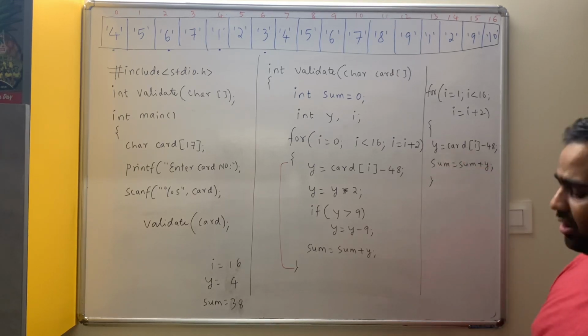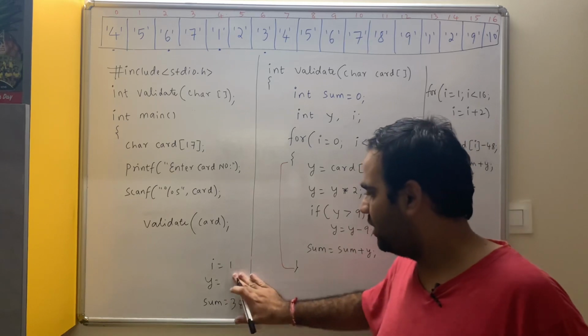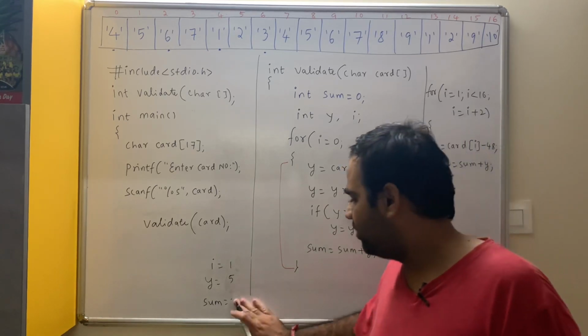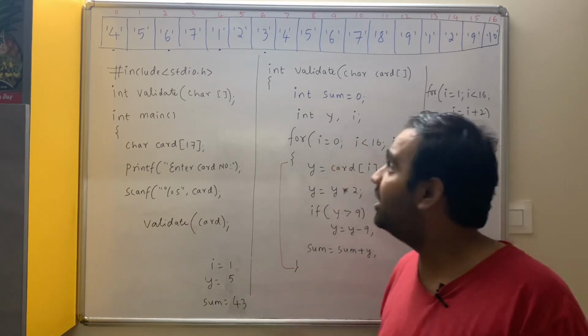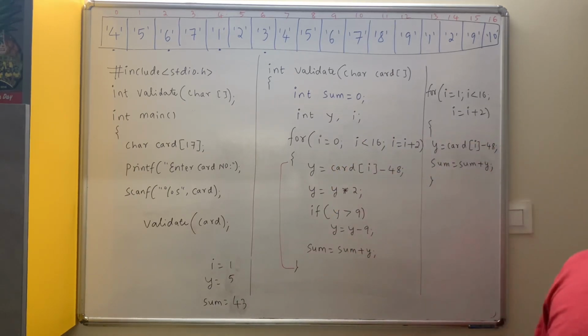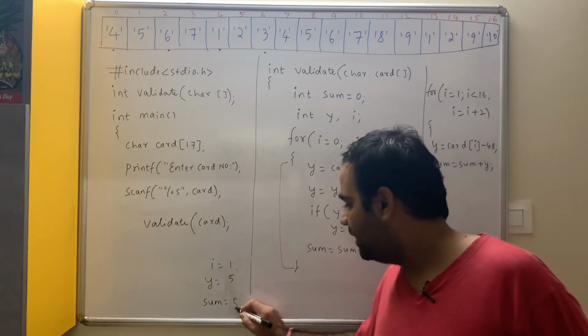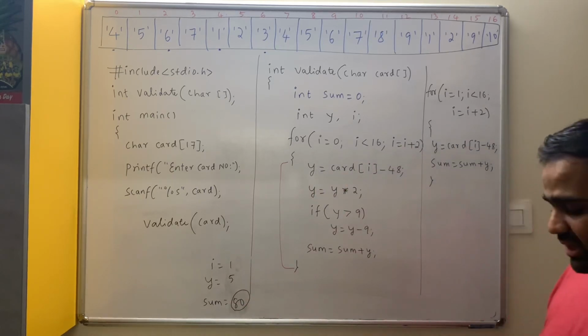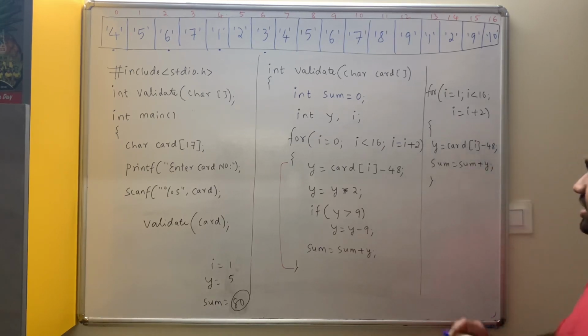Now card of 1, the value of I starts from 1. Card of 1 is 5. 5 minus 48 is 5. 38 plus 5 is 43. Now you trace it. The value of sum at the end will be 80. Now you need to check, is it divisible by 10? Then a valid credit card number, else invalid credit card number.